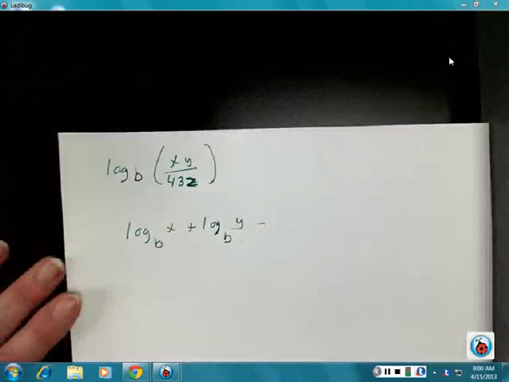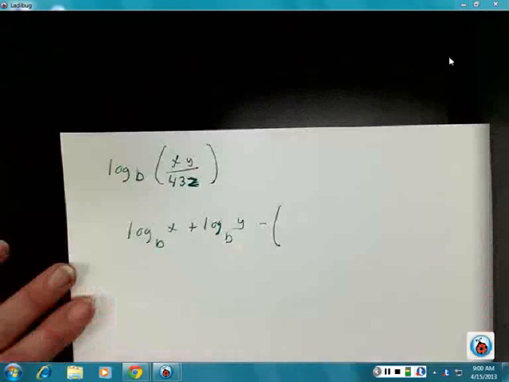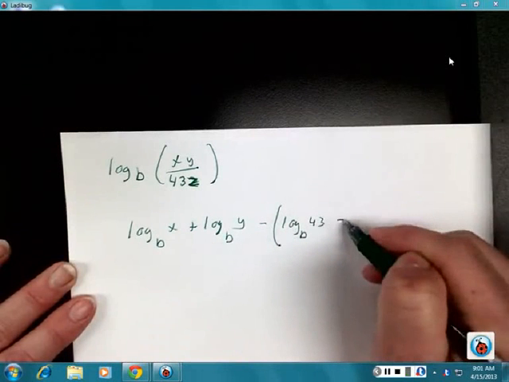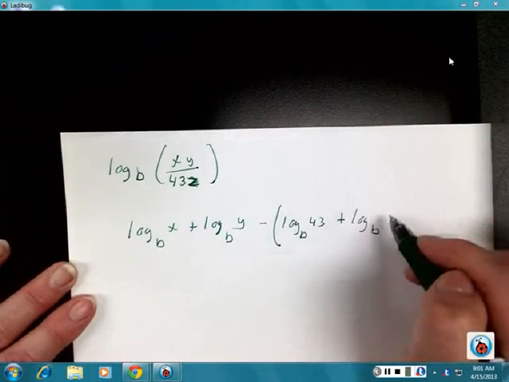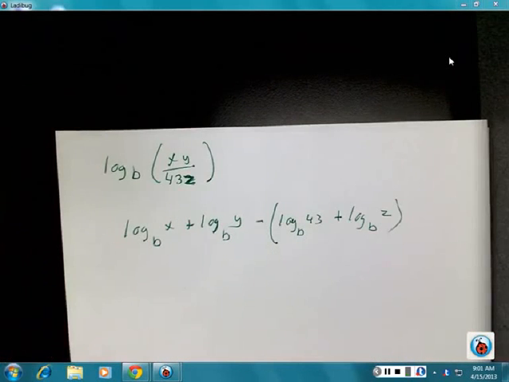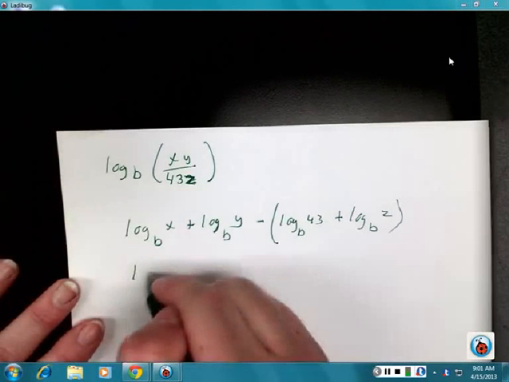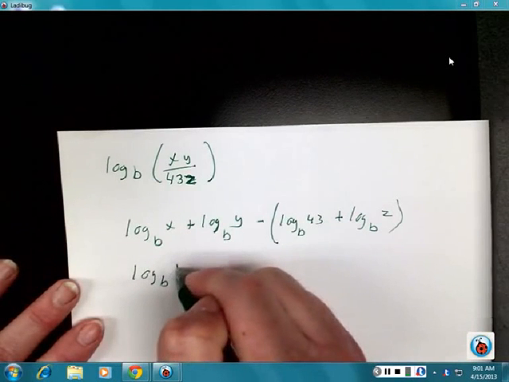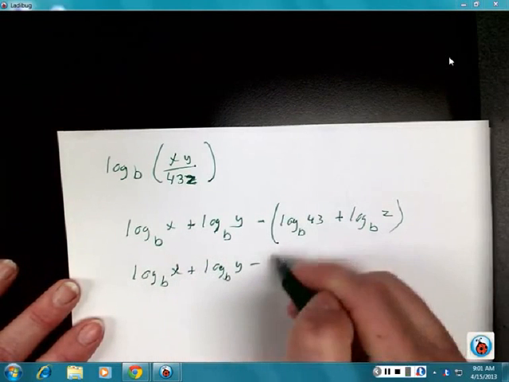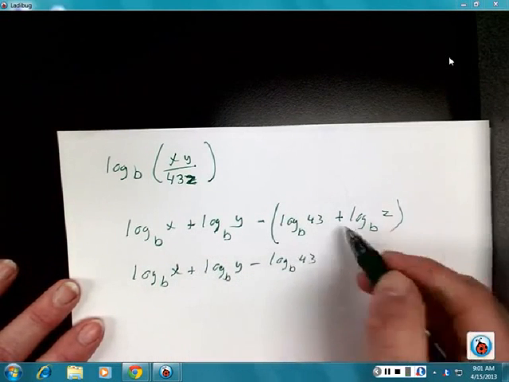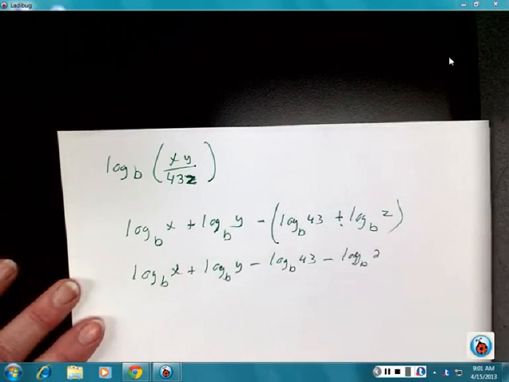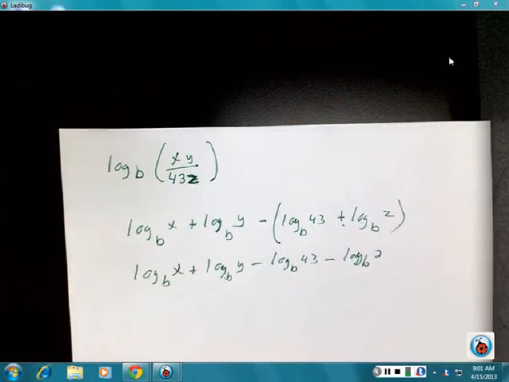Minus what I have in the bottom, which is log b 43 plus log b z, because that's what's in the bottom, but that's got to be subtracted. And then finally, you would distribute that subtraction sign and subtract the other part, and you would end up having your final answer. So that would be what my answer would be.